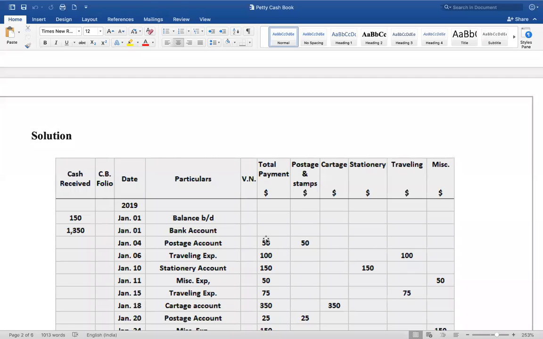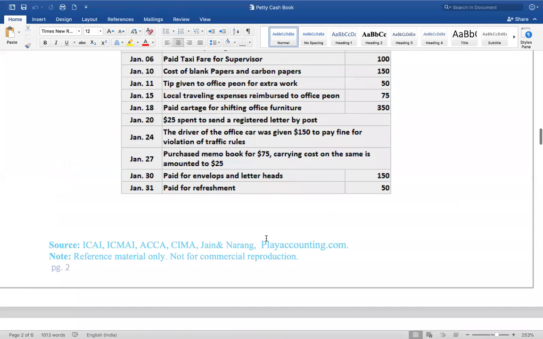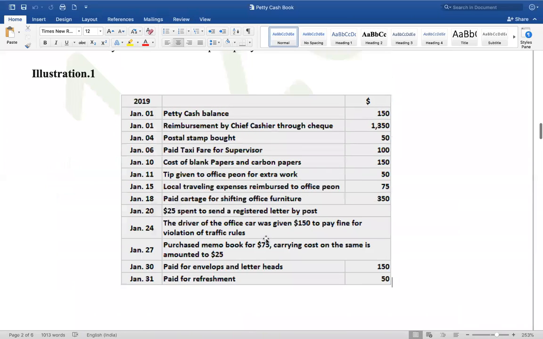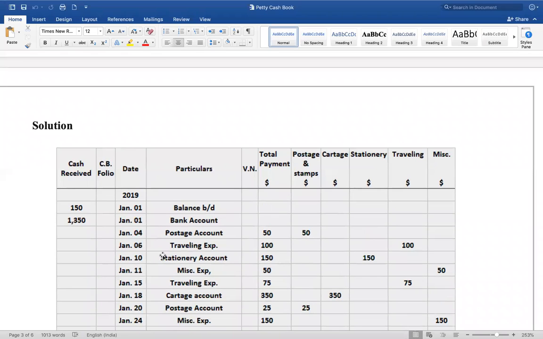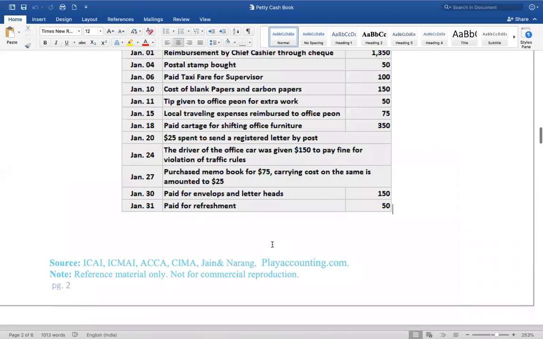Okay, right. Next is sixth: paid taxi fare for supervisor, 100. Traveling expense, so you write it under traveling expense, 100. And you bring this 100 and drop it in the total payment column, the same amount. Next, traveling is over.